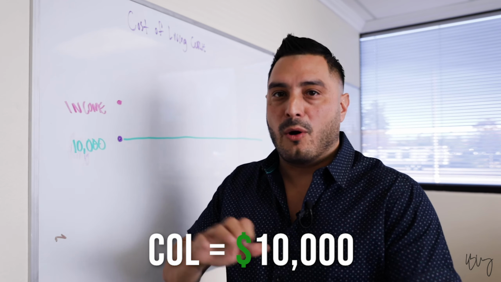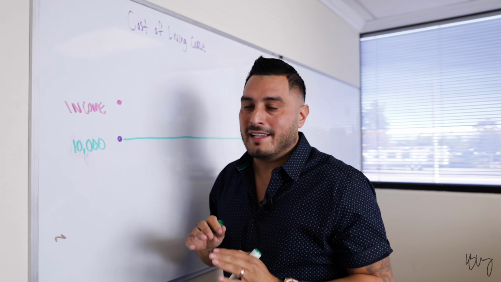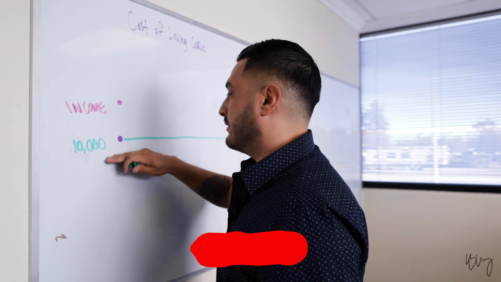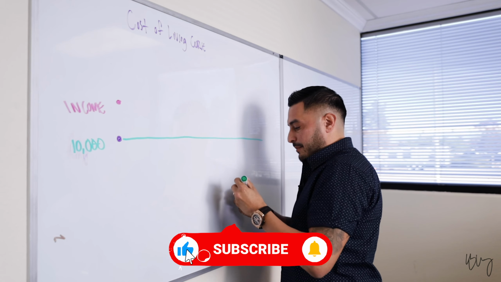I know some of you guys are nowhere near that. Some of you guys might even have a bigger one. It doesn't matter what it is. We just have to identify it, right? So in this example, we're gonna say the cost of living is $10,000 a month. That's what this green line represents, okay?